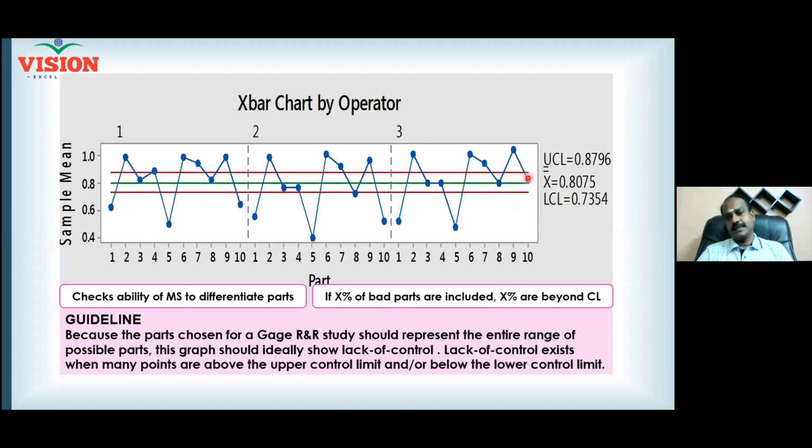All right, X bar chart. Now what is this X bar chart telling? Look here, there are 3 operators. Each operator measures each part 3 times. So what is this particular point? The average of the 3 readings. This is the second average. This is the average of the third part, the average of the fourth part. It goes on like this.